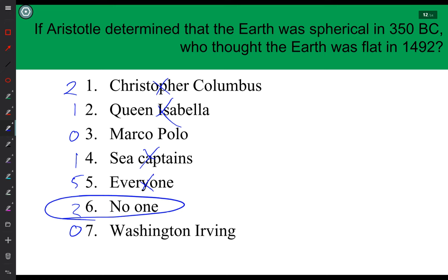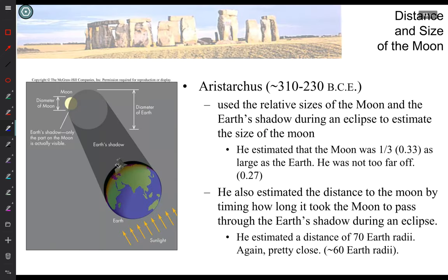The problem was Christopher Columbus thought that the radius of the Earth was smaller. Don't you mean circumference? Well, the circumference and radius are related by 2 pi, so one infers the other. It's the same thing. Okay, moving on.